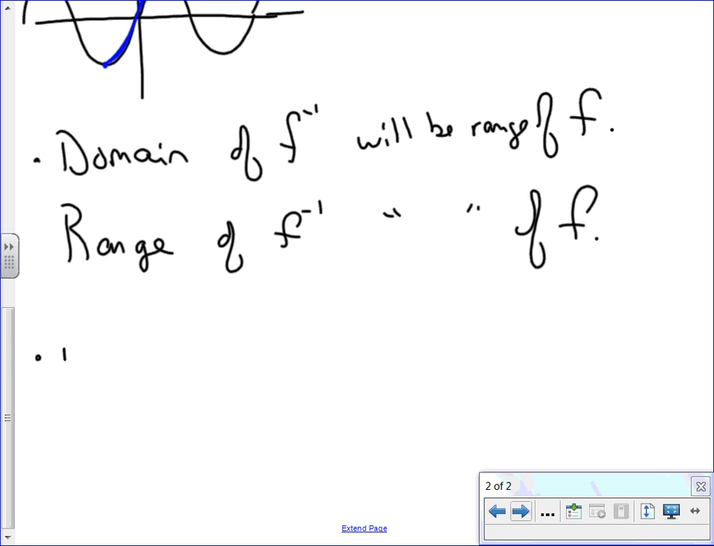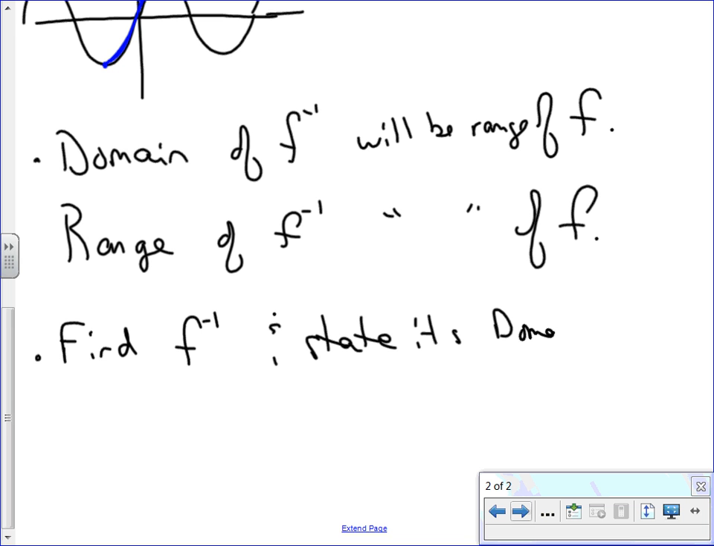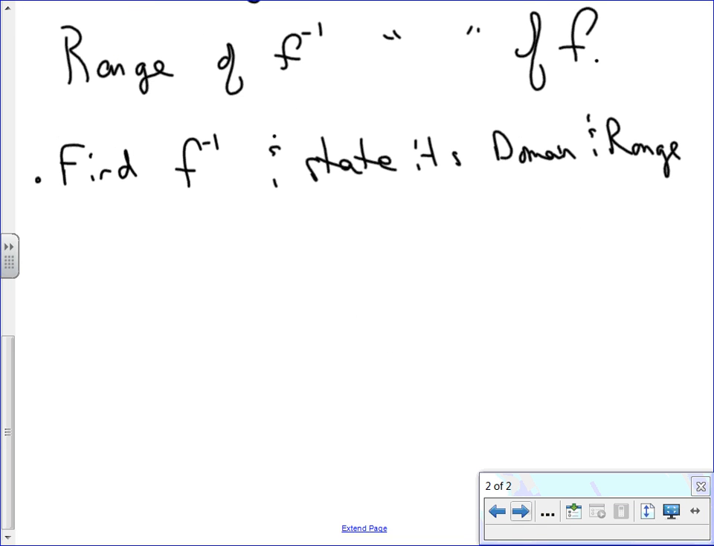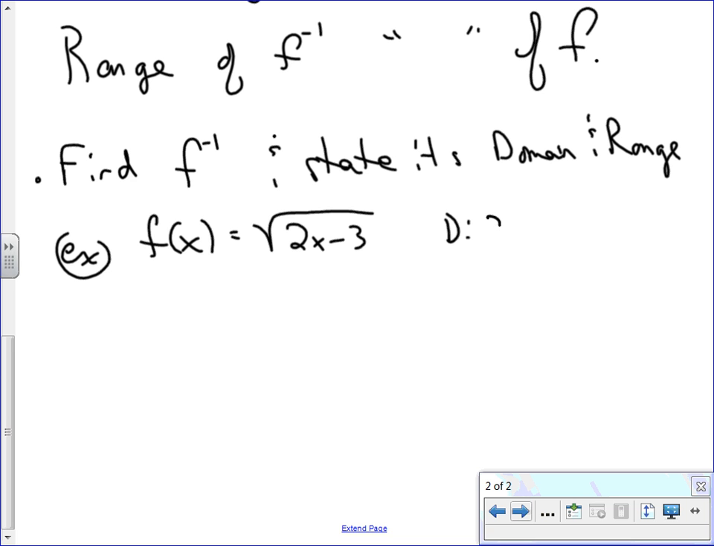Okay? All right. One of the things you'll have to be able to do is to find the inverse of a function and state its domain and range. Okay? Example. Here's our given function. F of x equals the square root of 2x minus 3. So number one, note the domain of this function. 2x minus 3 has to be greater than or equal to 0. 2x has to be greater than or equal to 3. X has to be greater than or equal to 3 halves.